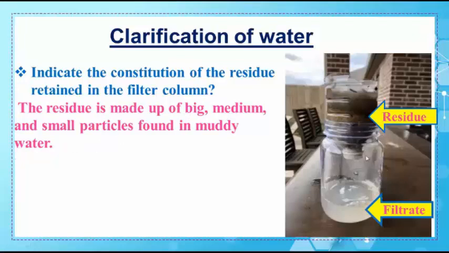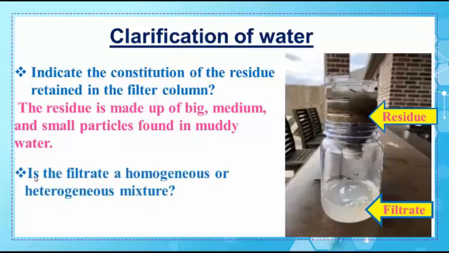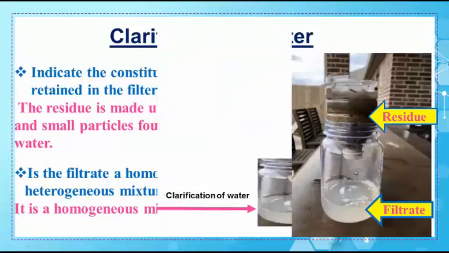Now, look at the filtrate. How many phases do we have? Excellent! 1 phase. So, is the filtrate a homogeneous or heterogeneous mixture? Excellent! It is a homogeneous mixture because it's made up of 1 phase only.